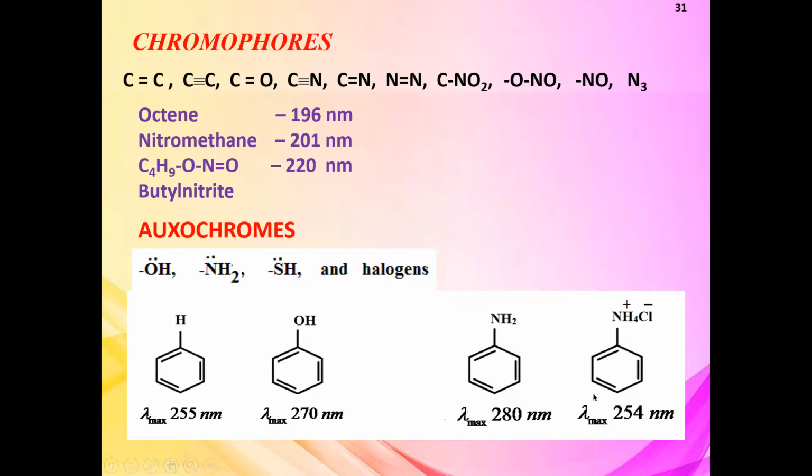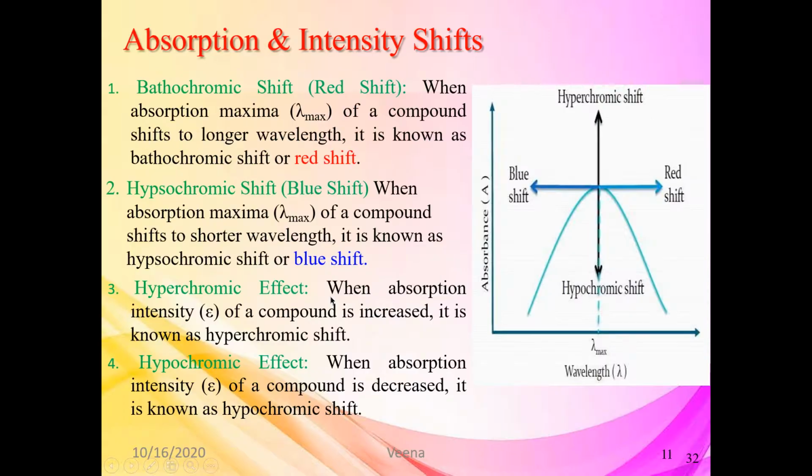you add it into hydrochloric acid, it is converted into aniline hydrochloride, a salt, where the lone pair of electrons on the nitrogen has been utilized in forming a covalent bond with hydrogen. So there are no non-bonding electrons on the nitrogen now. Due to this, the conjugation will decrease and the lambda max value is now shifted to the lower wavelength instead of higher wavelength. And here we have given the examples of chromophores and the auxochromes.